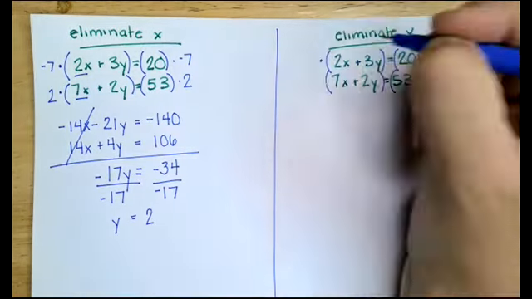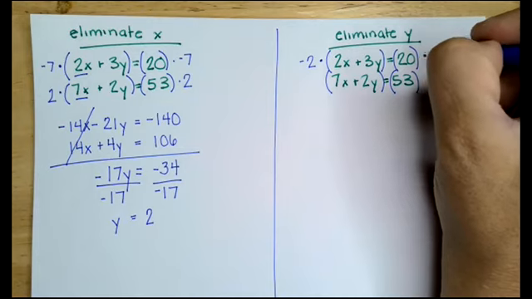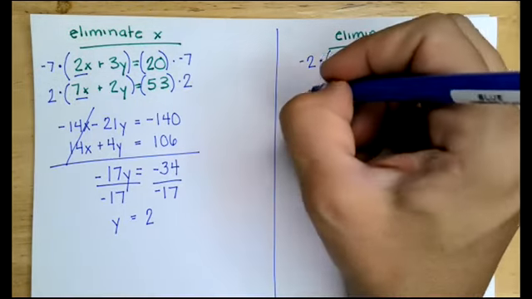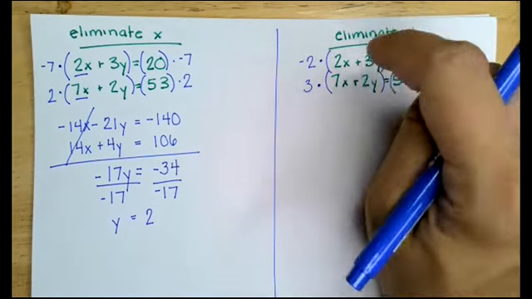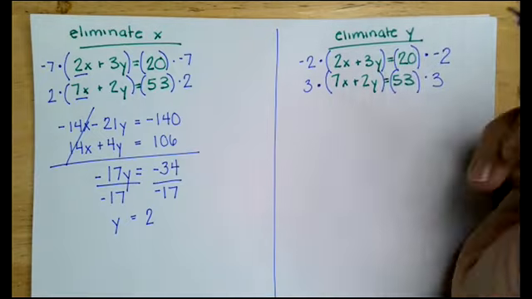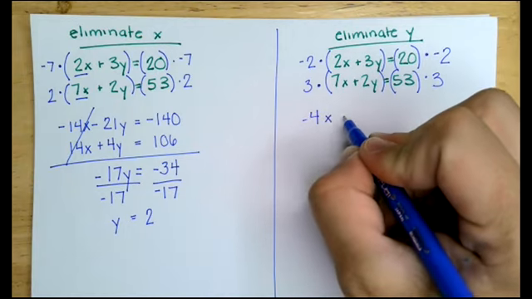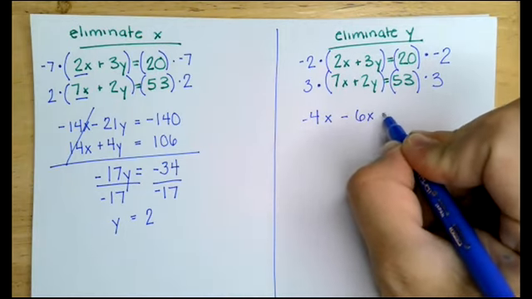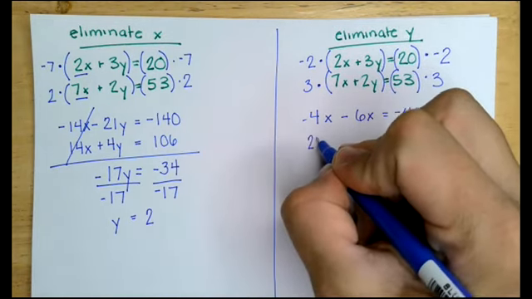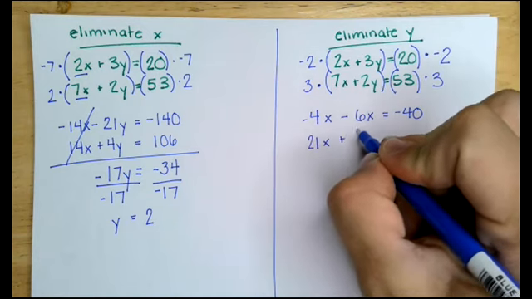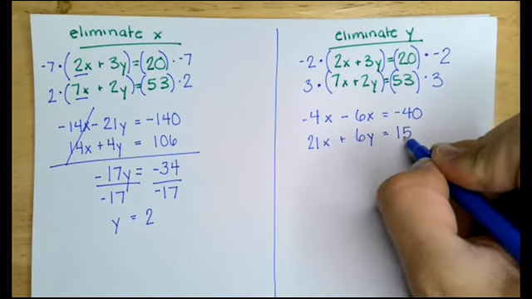I'm going to multiply the top by negative 2, and it does not matter. You could multiply the top by positive 2 and the bottom by negative 3 if you want. And I'm going to multiply the bottom by 3. 3 times negative 2 will be negative 6. 2 times 3 will be positive 6. So negative 2 times 2x is negative 4x, minus 6y equals negative 40. 3 times 7x is 21x. 3 times 2y is 6y. 53 times 3 is 159.